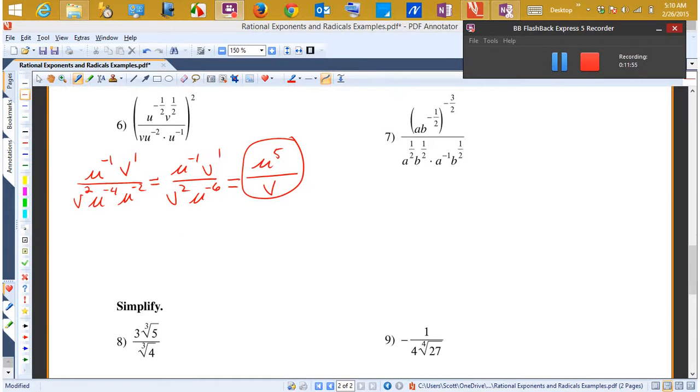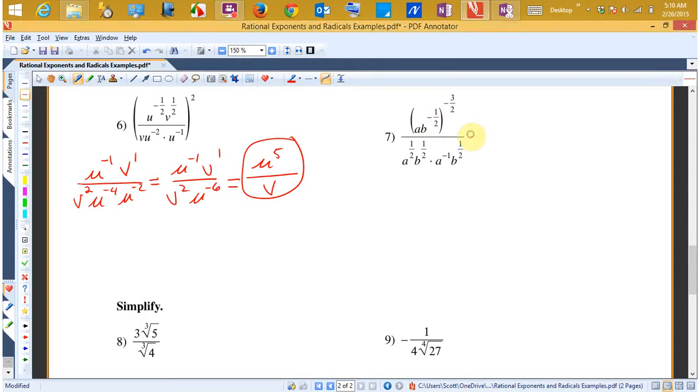Okay, for the next one, I'm going to actually simplify before I just, actually, let's do 2 steps at once. So I'm going to go ahead and distribute the negative 3/2 exponent in. That would be a to the negative 3/2. And if I take the b, that would be a negative 1/2 times a negative 3/2. So that would be a positive 3/4.